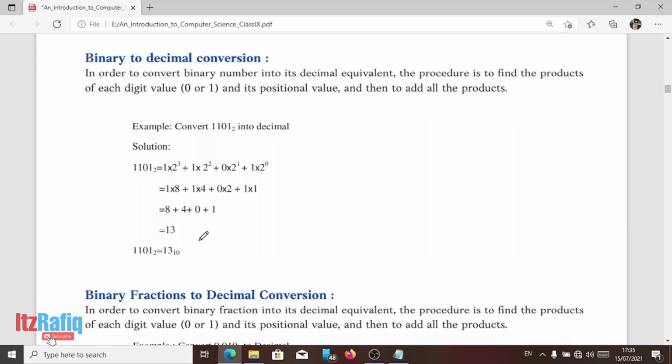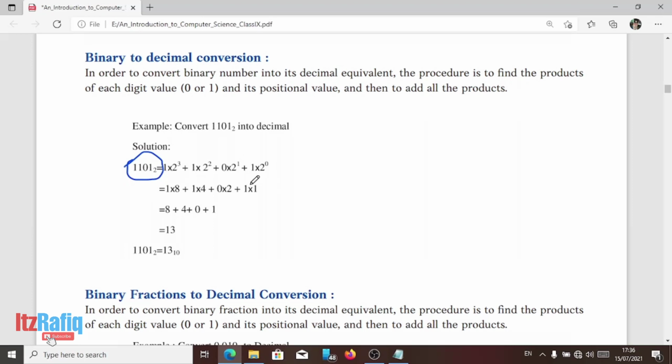In order to convert a binary number to its decimal equivalent, the procedure is to find the product of its value, 0 or 1, and its positional value, and then add all the products. For example, suppose we have this number 1001. Here there are 4 digits, so we'll put an index or place value on the digits. From the right hand side, first one is 0, then 1, 2 and 3. So that's how we multiply, 1 into 2 power 3 and so on.